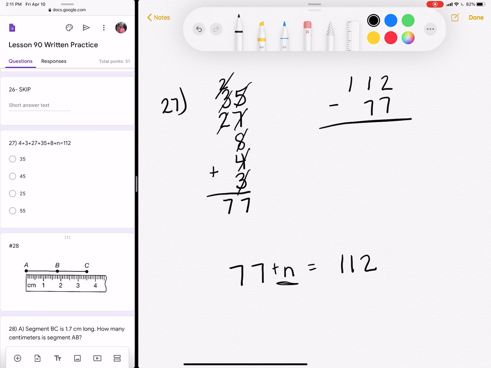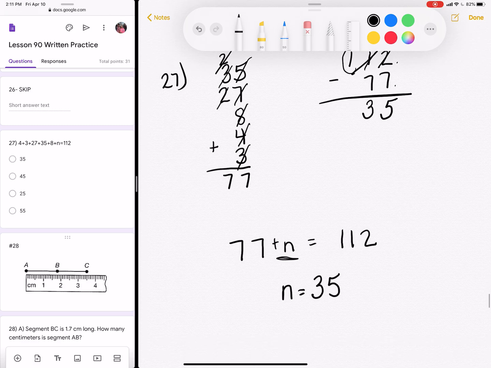Minus 77. Can't take 7 from 2. 1 becomes a 0. 2 becomes 12. Now that's 5. And I'm just saying 10 minus 7 is 3. So n equals 35 on number 27.